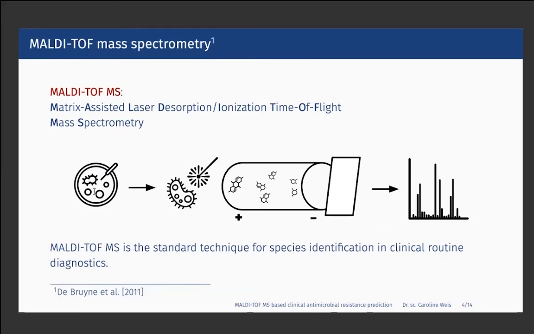A single bacterial colony is picked from a Petri dish culture, and that colony is then applied onto a target plate and the matrix solution is added. The laser is then applied to the sample, which produces charged fragments. And these fragments are then accelerated in the electromagnetic field of the time-of-flight analyzer. Small molecules will arrive earlier at the detector than larger molecules. And the result is a mass spectrum that maps the intensities of particles measured at each mass-to-charge ratio.